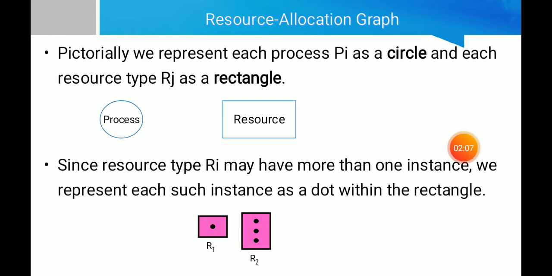The resources can be anything. It can be an input device, an output device, a printer, or a scanner. So for example, R1 with one dot means it has only one input device. R2 with three dots means it has three printers.